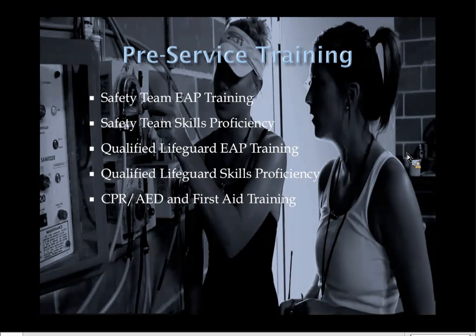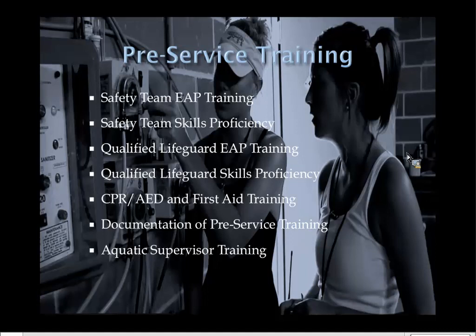CPR and first aid training. Anyone with patient care responsibilities must have this confirmation of skills training prior to starting work. And of course, we must document all of our pre-service training. If it isn't documented, it never happened. And finally, there should be aquatic supervisor training that takes place. We must make sure that those who are responsible for ensuring appropriate emergency response are adequately prepared for doing so. Subsections 6.3.3.3.1 through 6.3.3.3.6 provide significantly more detail to each of these areas and serve as a training plan outline of sorts for operators to follow.